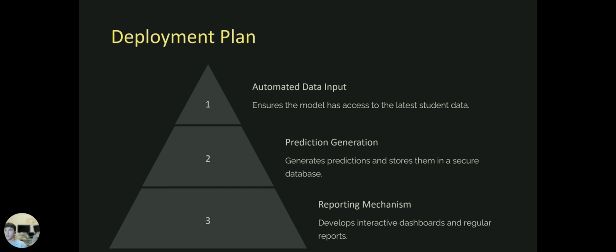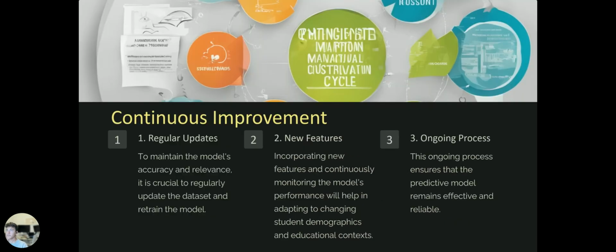And then third, developing a robust reporting mechanism using interactive dashboards and regular reports to present the model's predictions and insights. So being able to report this data to the educators, to the teachers, and say, listen, these are the indicators. You need to make sure that your students know these indicators and they're effectively doing the right thing. Obviously, to maintain the model's accuracy and relevance, it's crucial to regularly update the data set and retrain the model.